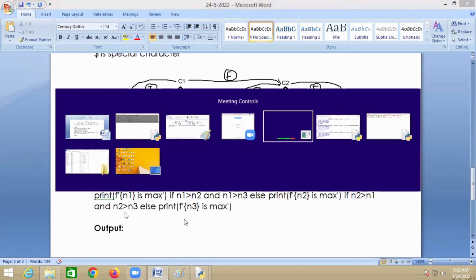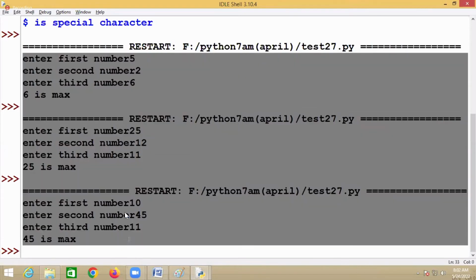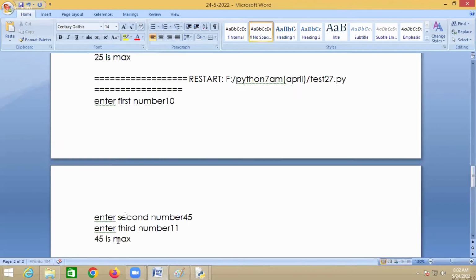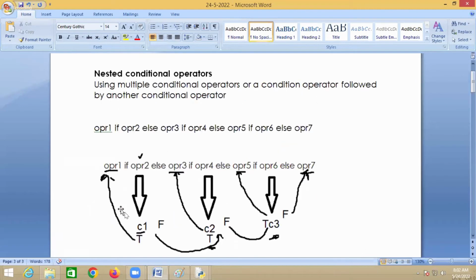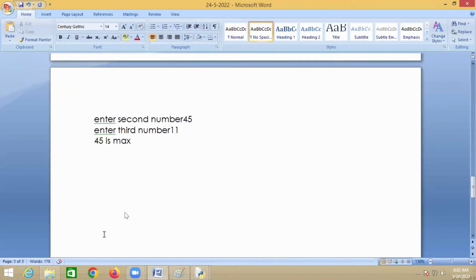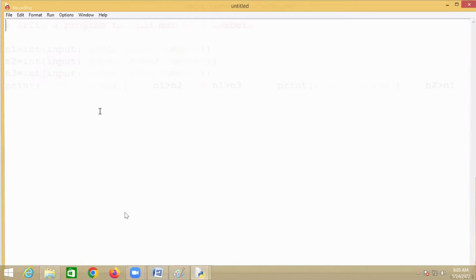Nested means within. Using multiple conditional operators is called nested. If one condition fails, you are trying to check another condition. I'll tell you one more example and then we'll see other operators.